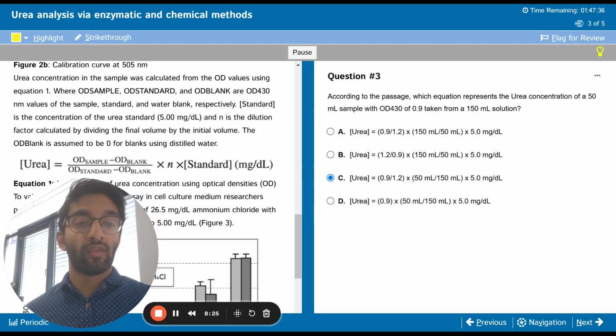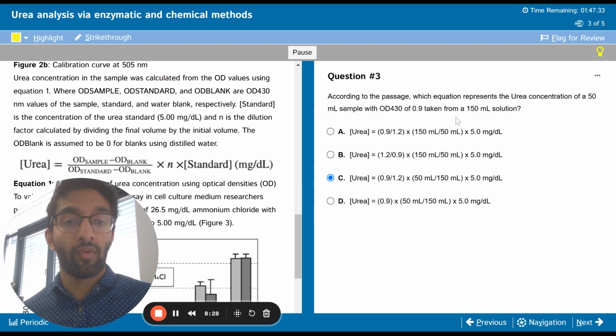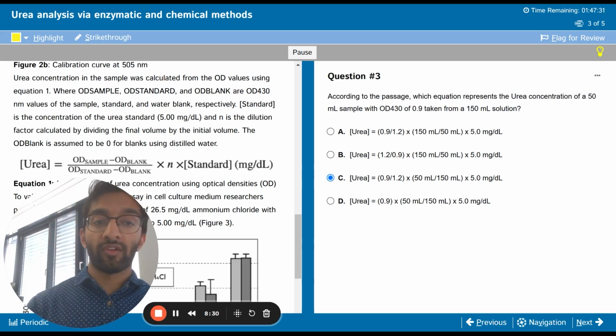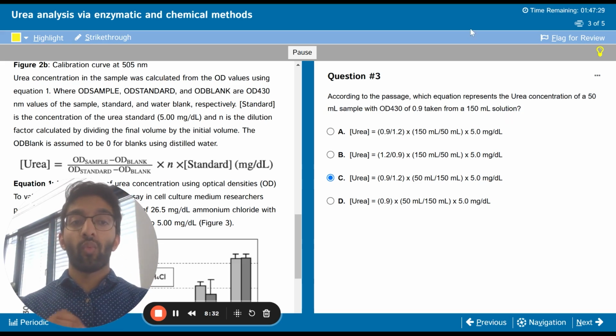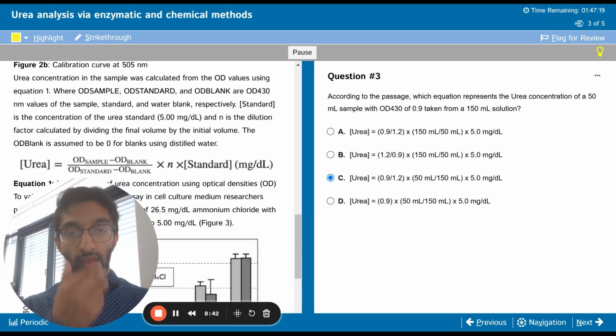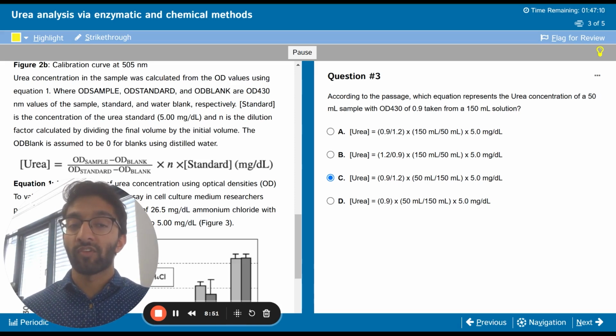And we can see here that we are looking at a 50 milliliter sample taken from a 150 milliliter solution. So "taken from" suggests that the 150 milliliter was the original solution. And for that reason, it's going to be 50 over 150. So that'll already narrow us down to C and D. And then the second thing is, okay, is it going to be 0.9 over 1.2 or 1.2 over 0.9? Well, we've already narrowed down to C and D, and this is also why I looked at 50 over 150 first, because I knew it would get me down to a simpler sort of choice, because 0.9 is obviously going to be on top at this point.